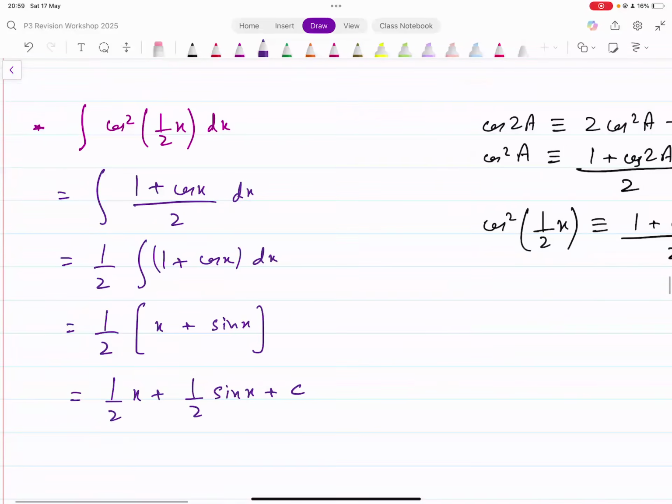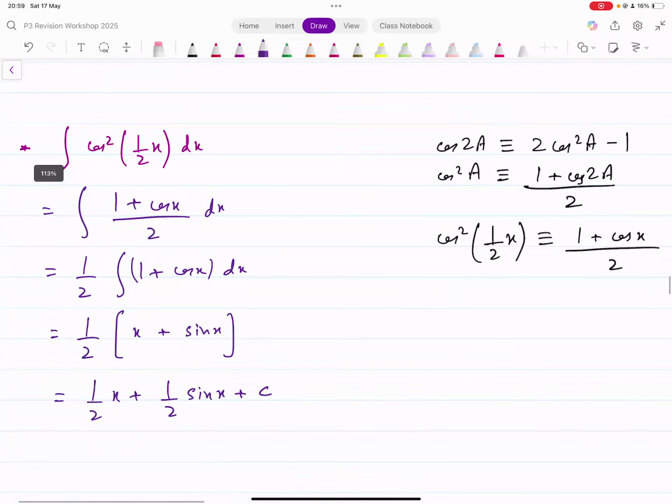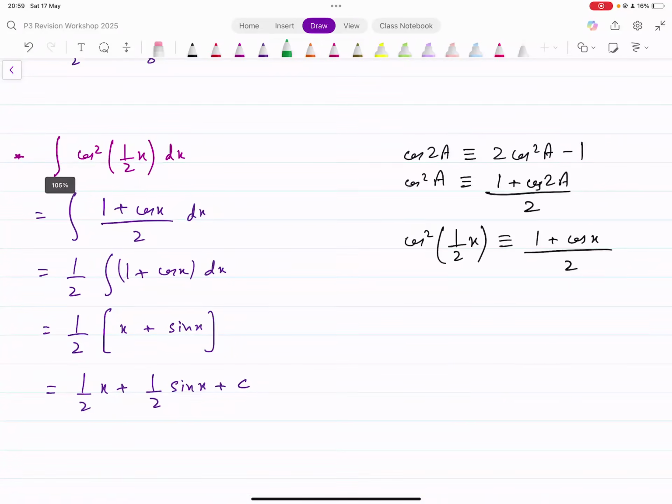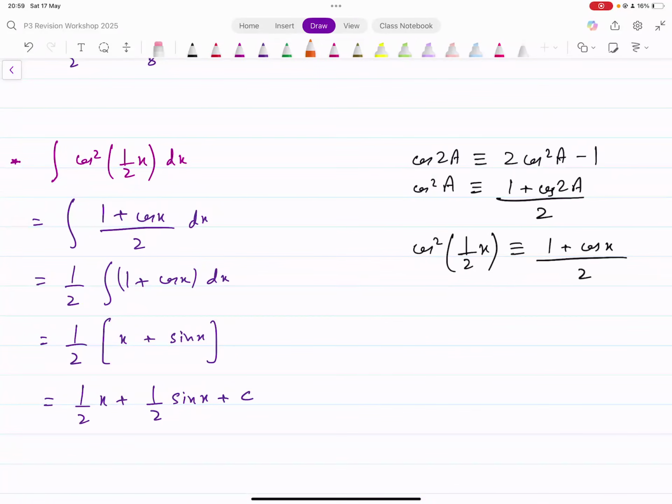Similarly, you could have cos square of half x, for instance. What about this now? Again, we could do it the same way. The double angle identity for cos. For square, even powers, we'll be using the double angle identity for cos. That's the standard. Cos 2a is 2 cos square a minus 1. Again, we can make cos square a the subject. Cos square a equals this.